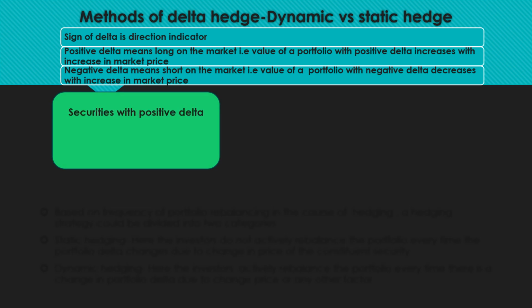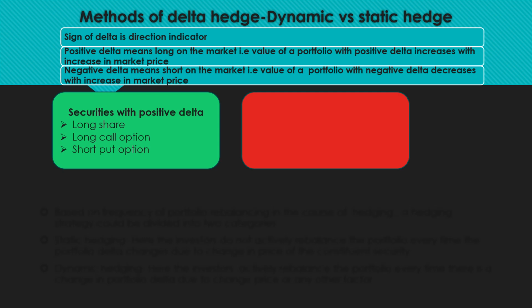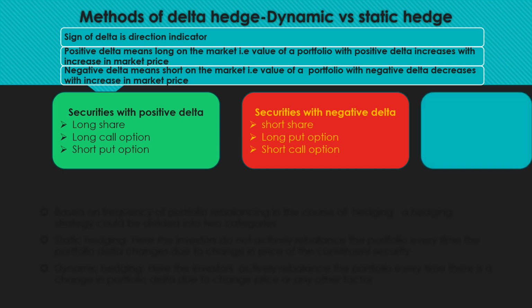Now, what are the securities with positive delta? Long share, long call option, short put option. Now, what are the securities with negative delta? Short share, long put option, short call option. A portfolio with positive delta is hedged with security of negative delta and vice versa.